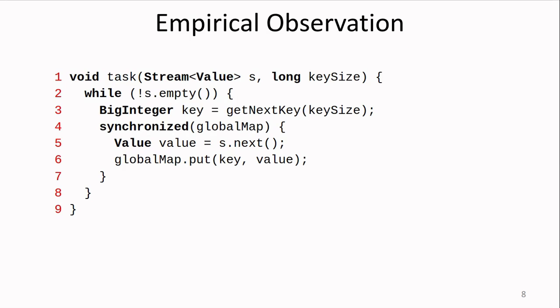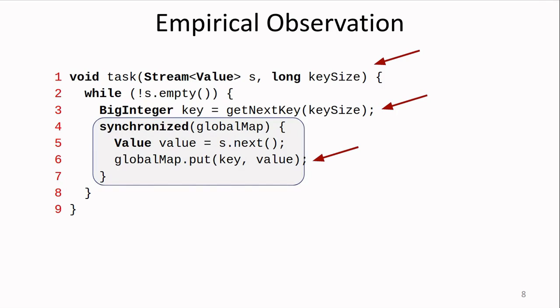Here we have a function task which has two formal parameters, s and key size, and basically what this function does is insert into a global map all the values starting in s. The values are associated with a key, whose size varies according to the parameter key size, and this function has a synchronized block, so it can be safely executed by multiple threads.